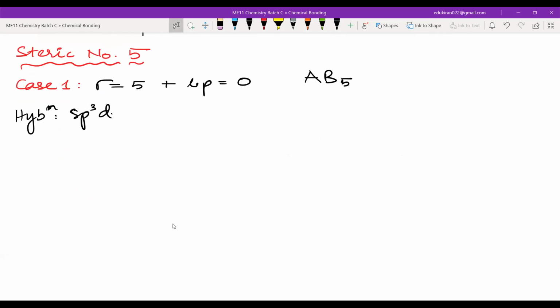Now, can you also see that s plus p plus p plus p plus d, how many atomic orbitals are these? 5 atomic orbitals, right? And the steric number is the same. So whenever you are confused, just count the number of atomic orbitals and compare it with the steric number. So the hybridization will be sp3d. So how many hybrid orbitals will there be? 5.